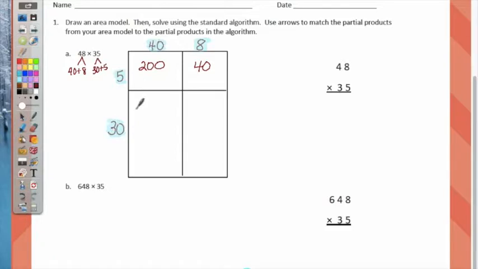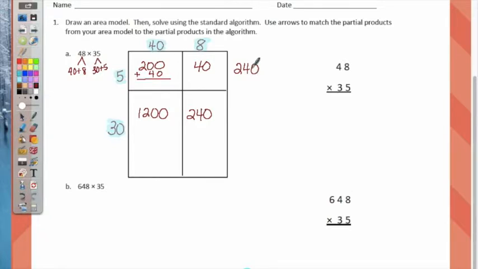3 times 4. 12. How many zeros do I add? 2. Good. 3 times 8. 24. How many zeros do I add? 1. Okay. So this looks to me like this first one I can add in my head. Okay. I could write 40 down here, but do you see any reason to? No. I'm just going to write 240 out to the side.